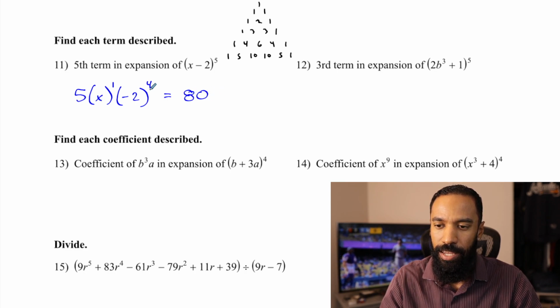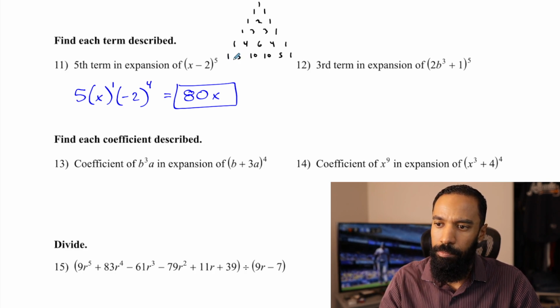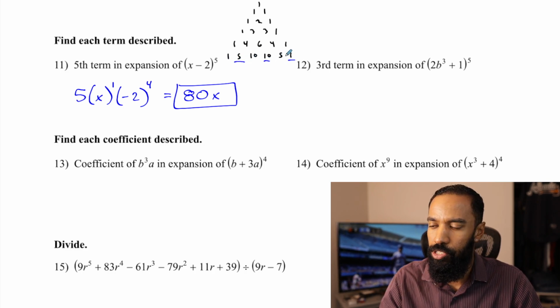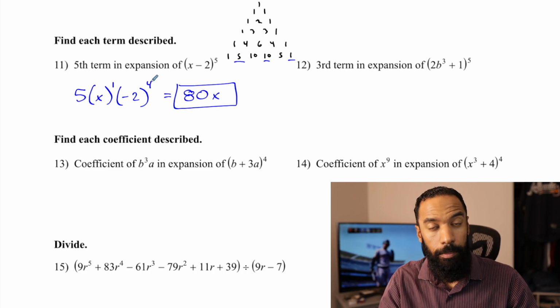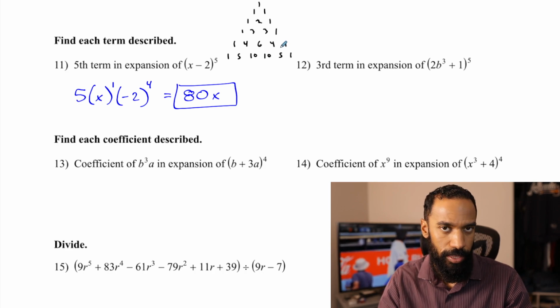So you get 80x, 80x. That's that term there. Now, if this was this term or this term or this term, negative 2 would have been raised to an odd power, and raising to an odd power would have meant that it would have been a negative number there. This one was not the case.